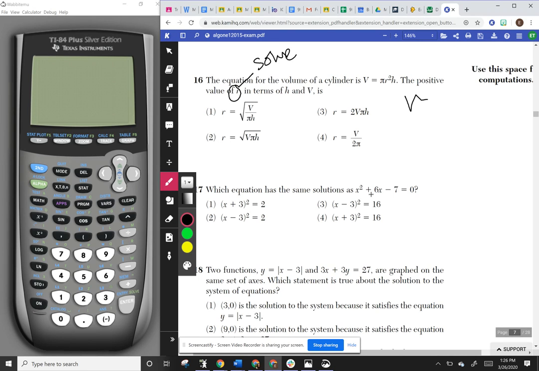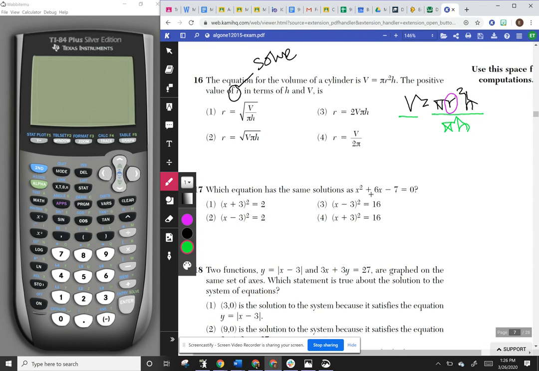So we got v equals pi r squared h. There's a little bit of a delay now. Hopefully I don't have to remake this. So we want to get r alone. So what's going to be helpful here is if we start by getting rid of the other things we're multiplying by. In this case, pi and h.